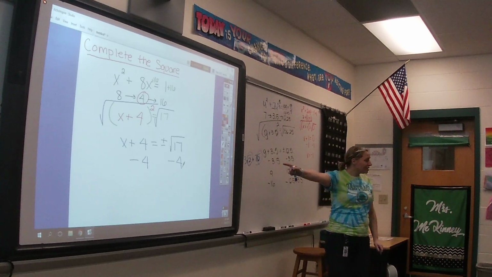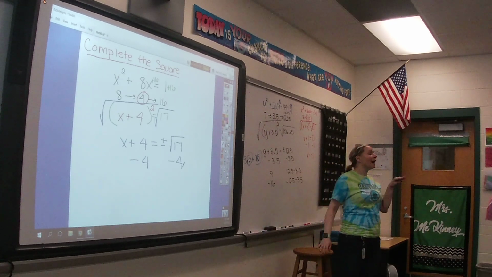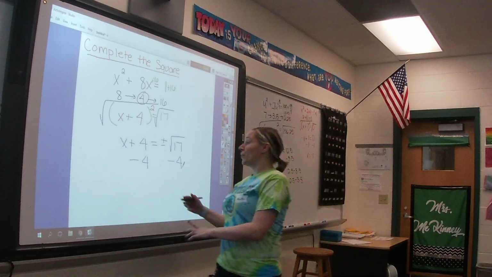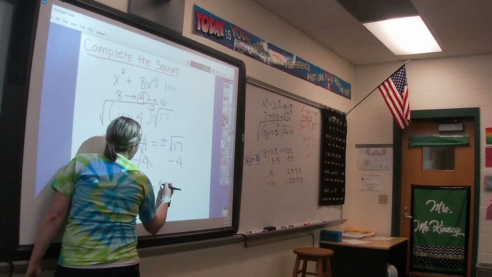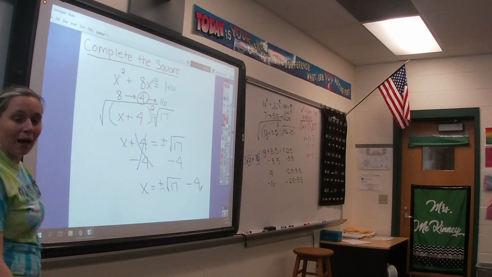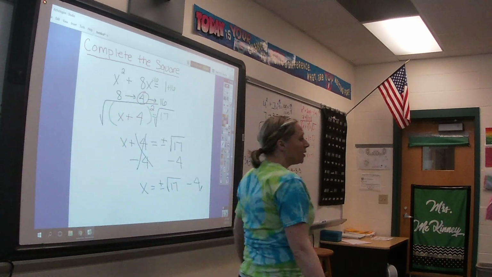Can I add the square root of 17 minus 4? No, because they do not have matching labels. The 4 doesn't have a label at all with it. So this just becomes x equals plus or minus the square root of 17 minus 4. It is a bizarre answer. How many answers is that? 2, right? One answer is positive square root 17 minus 4, and one answer is negative square root 17 minus 4.